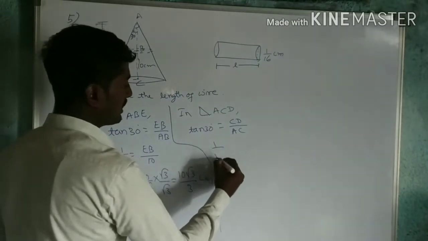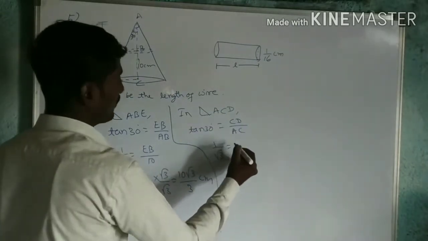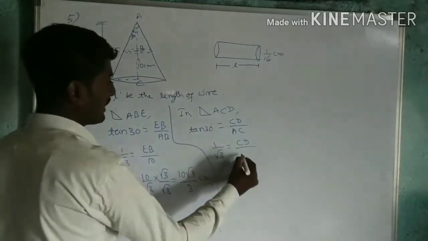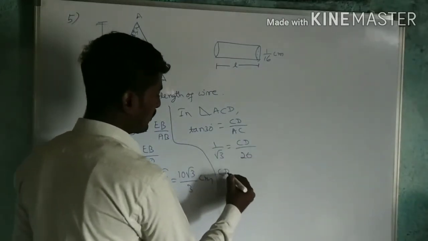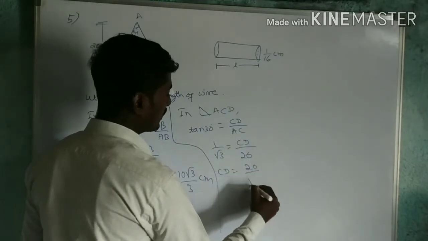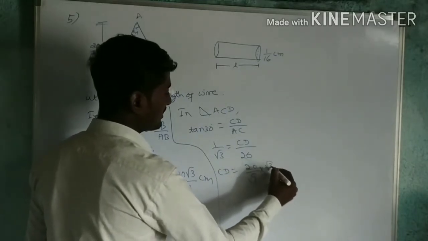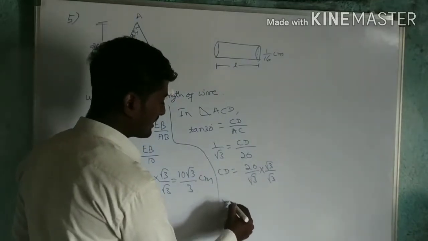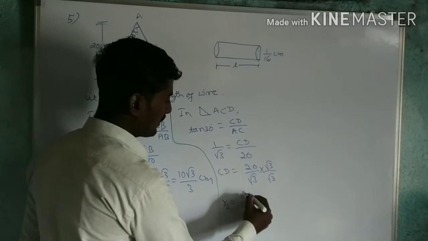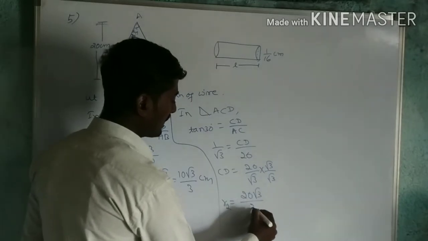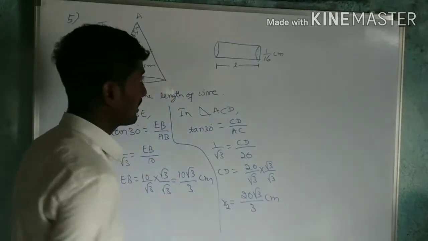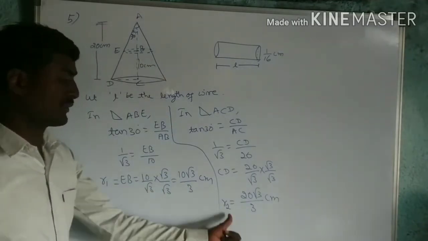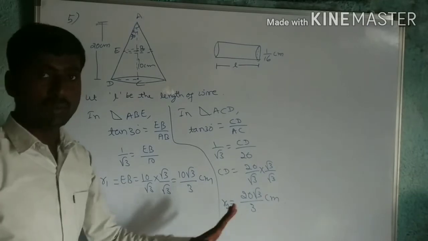Tan 30 value is 1 divided by root 3. CD we have to find. AC is 20. Now CD is equal to 20 divided by root 3. To rationalize this, multiply and divide by root 3. So CD, I will take this as R2. It is 20 root 3 divided by 3 centimeters. Now what I got? I got the radii of the frustum of cone, that is R1 and R2.